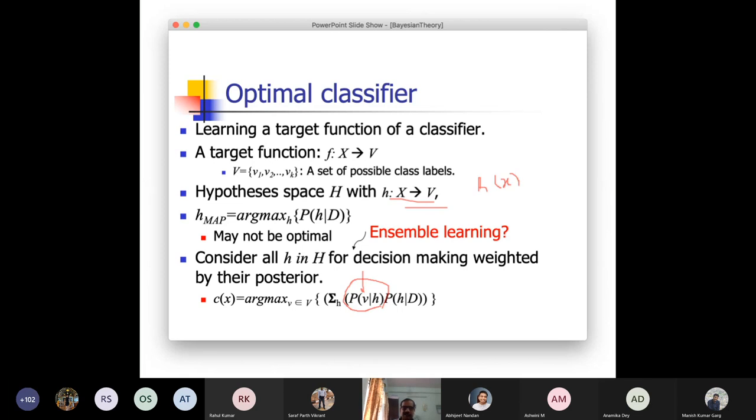Now you consider the weighted values of these probabilities of this label. Wherever it is maximum, which label is giving the maximum probability assignment given that hypothesis in the hypothesis space itself, you take that label. So this is the difference here. I have an example which I can give you.